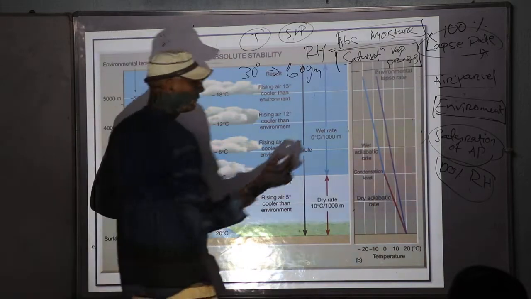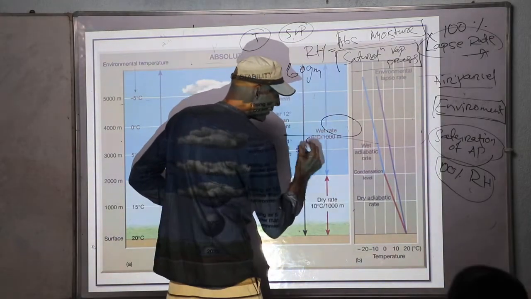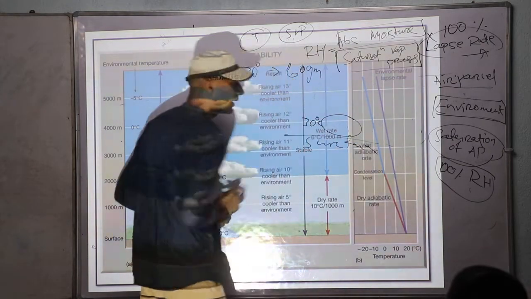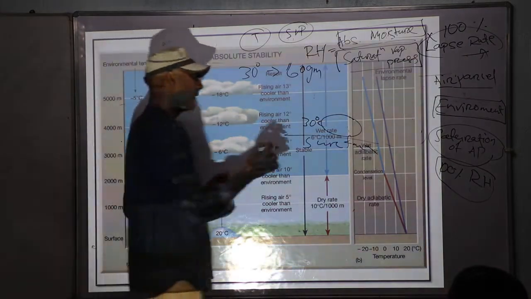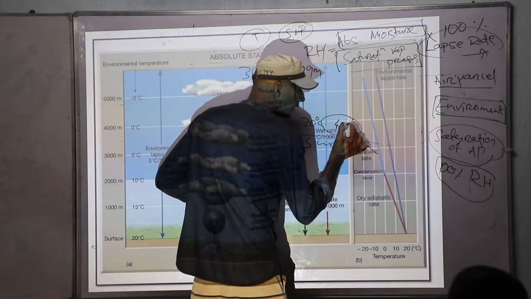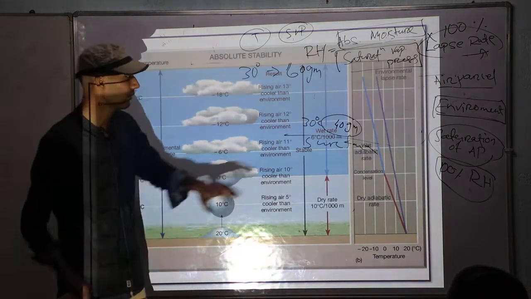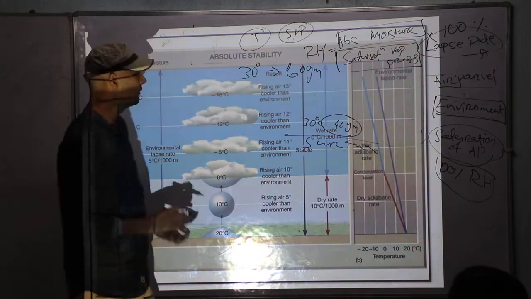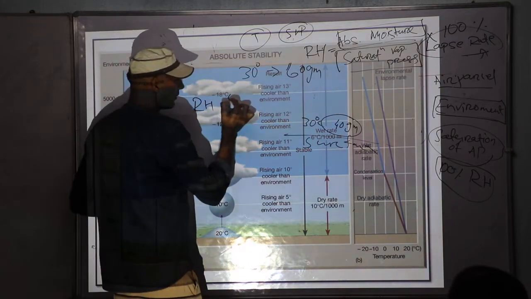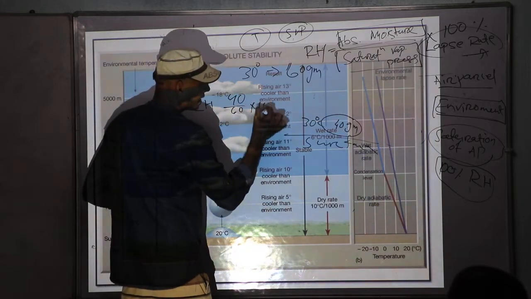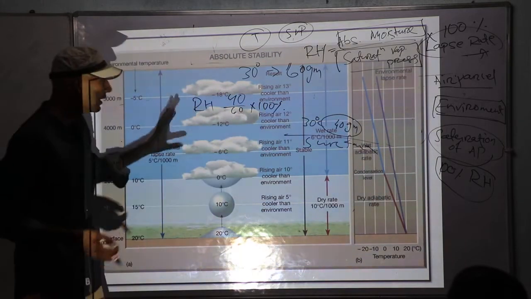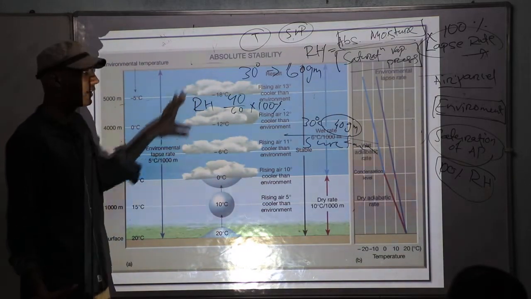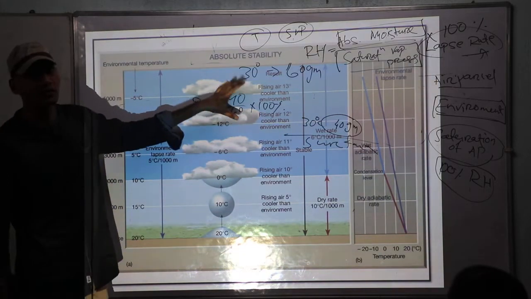For example, let's say an air parcel near the surface has a temperature of 30 degrees centigrade and contains moisture of 40 gram. So here the absolute vapor pressure is 40 gram, saturation vapor pressure is 60 gram. If we calculate the relative humidity, that will be 40 divided by 60 into 100. So the relative humidity gives you the amount of water vapor needed for the air parcel to be saturated.